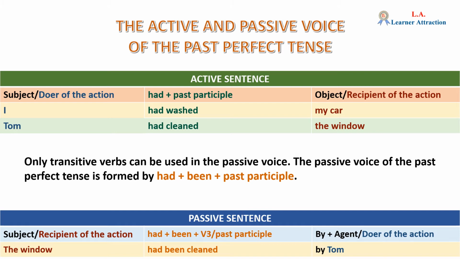The passive voice of the past perfect tense is formed by had, plus been, plus past participle. Passive sentence. The subject, or the recipient of the action: the window. Had, plus been, plus verb 3, or the past participle: had been cleaned. By, plus the agent, or the doer of the action: by Tom. The window had been cleaned by Tom.